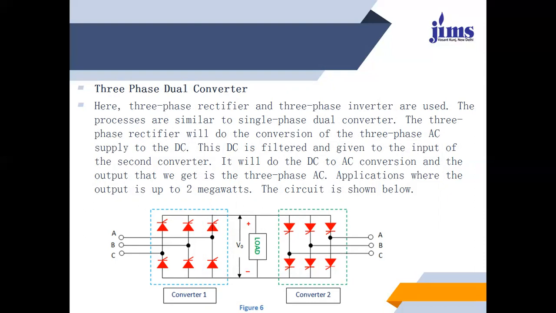For applications where the output is up to 2 megawatts, the circuit is shown below like this. This will be the circuit diagram for the first converter, and this is the circuit diagram for the second converter, and in between them there is a load, and that will be the device through which we can measure the current and how much current is moving towards the circuit.